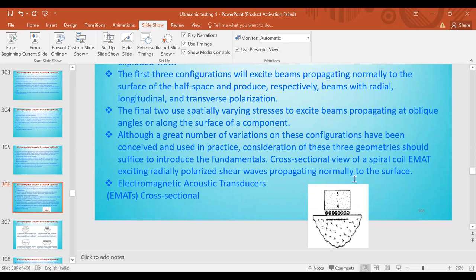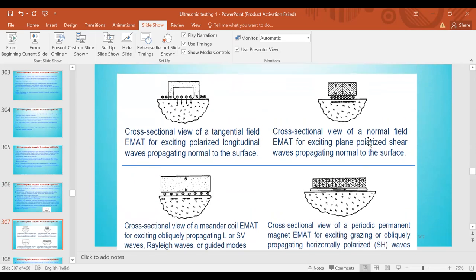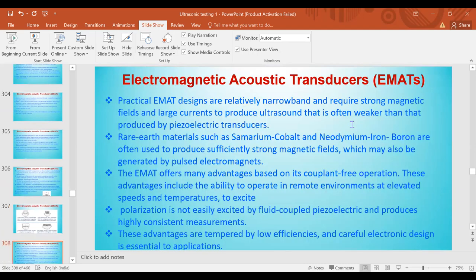Cross-sectional view of a spiral coil EMAT exciting radially polarized shear waves propagating normally to the surface. Electromagnetic acoustic transducer cross section. Cross-section view of a longitudinal field EMAT for exciting polarized longitudinal waves. There are north and south poles like this, and then south, north, north, south, side by side, and we are putting coils. So this is producing the normal longitudinal wave, and this is producing the shear wave.